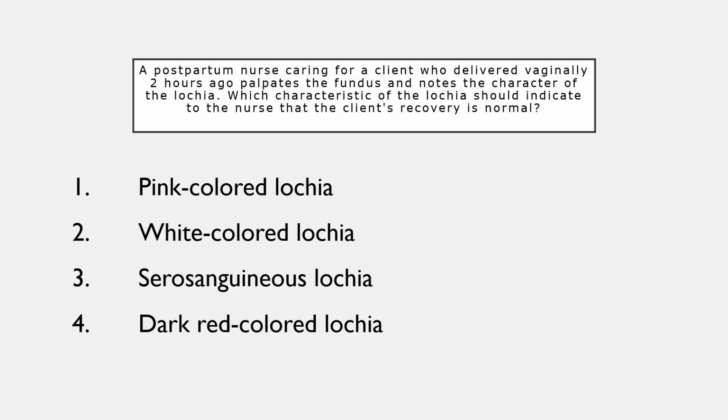So if you chose 4, you are correct. So when checking for the patient's lochia, you want to make sure that you look at the amount, the color, and the presence of clots. So the color of the lochia during the 4th stage of labor is dark red.